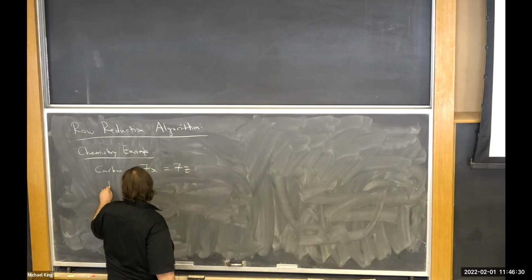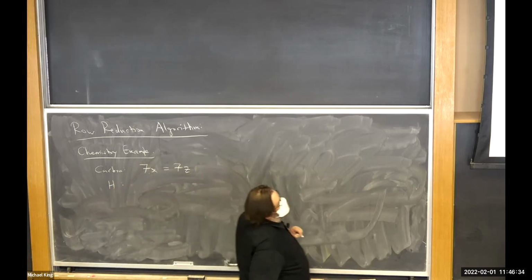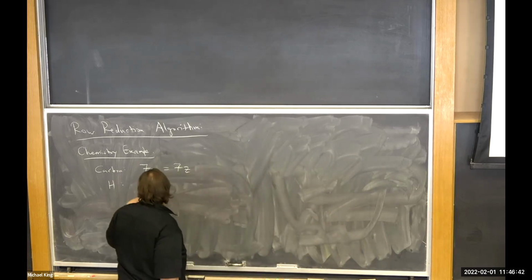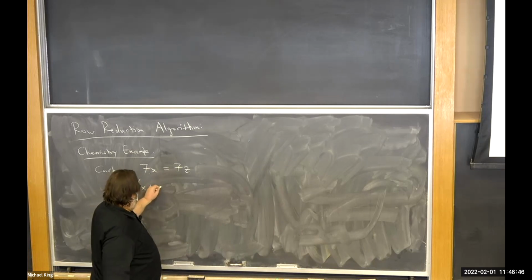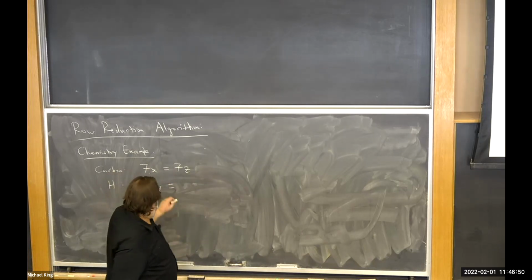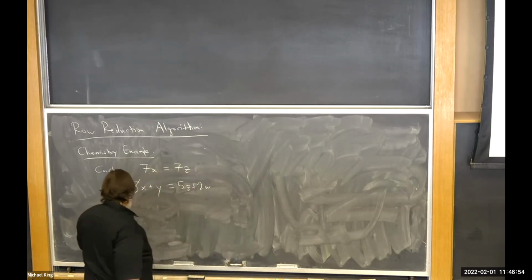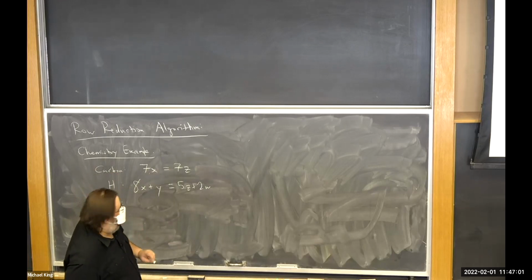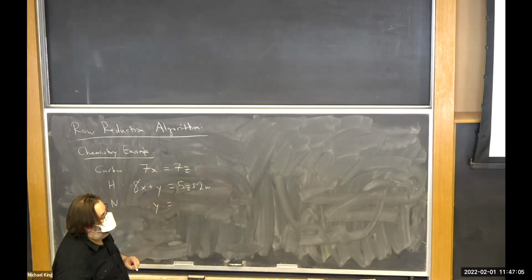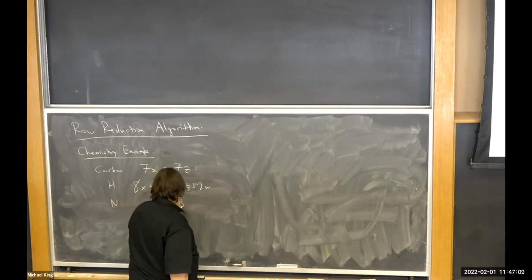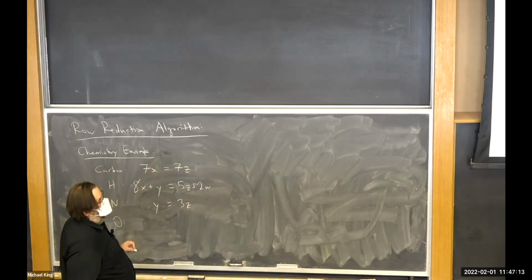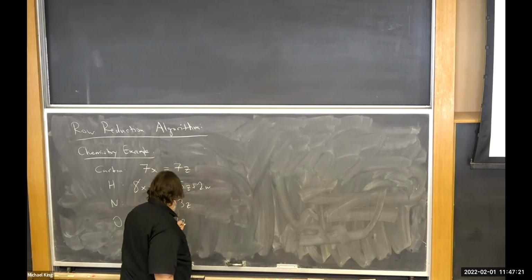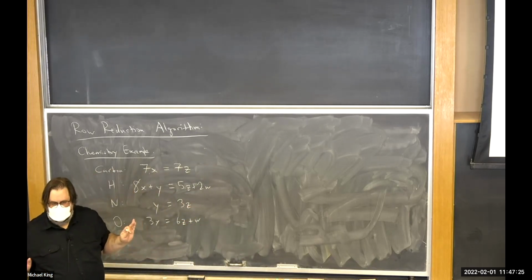Then we had hydrogen, which was, maybe you should be telling me. You guys can see the screen better than I can. What should I have on the left? 8x plus y equals 2w. Okay. And then what's next? Nitrogen. y equals 3z. And oxygen. Okay, I'm just relying on you guys, you all checking each other.